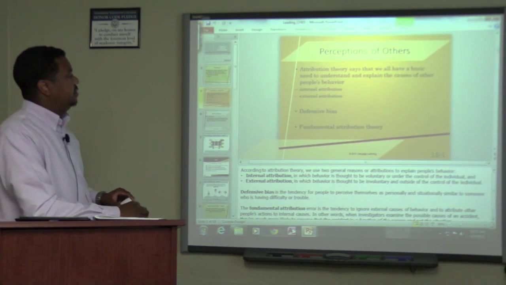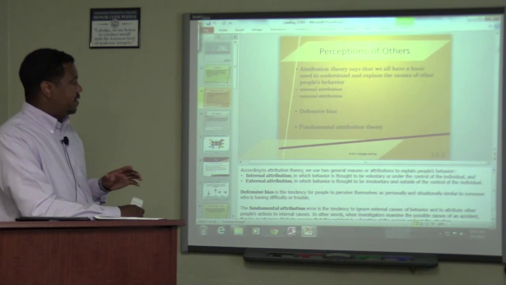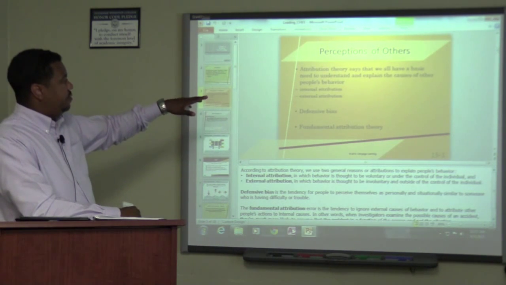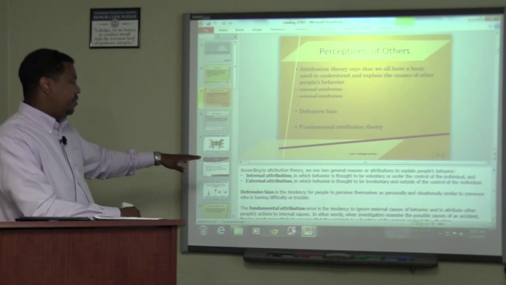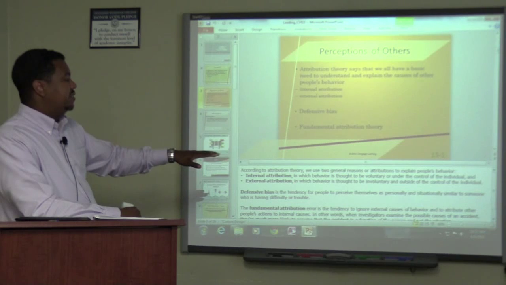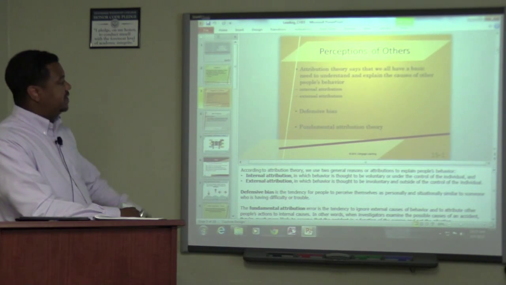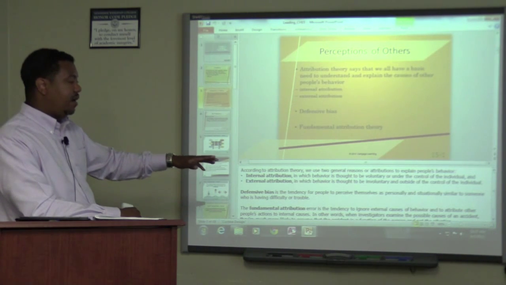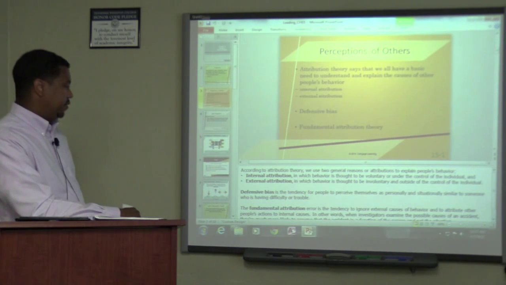So let's look here as well as we start discussing the importance of the perception of individuals. We see a concept here in attribution theory, where internal attributions are those in which behavior is thought to be voluntary or under the control of the individual, whereas external attributions are those in which behavior is thought to be involuntary and outside the control of the individual.